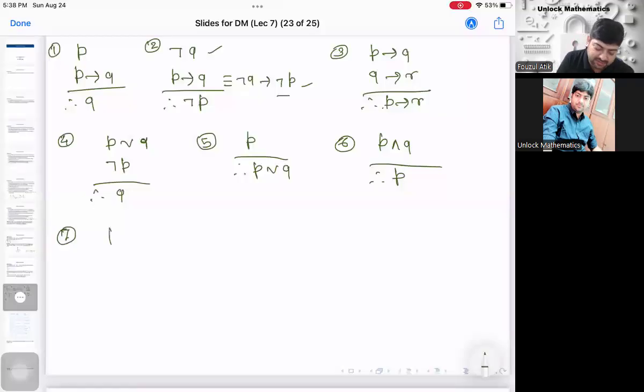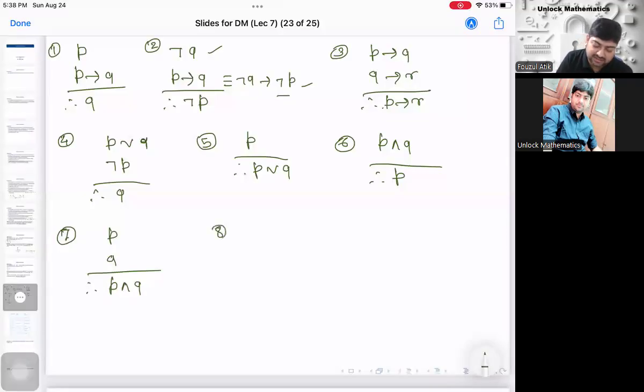Okay, number 7. I have P, I have Q. It is true for Sai Kiran, it is true for Ramcharan. Can't I say that P and Q? Yes, I can say it is P and Q. Because P and Q are individually there, therefore I can join them as P and Q.